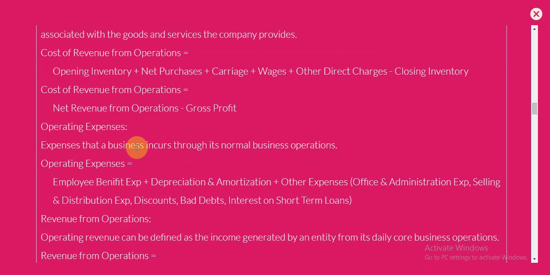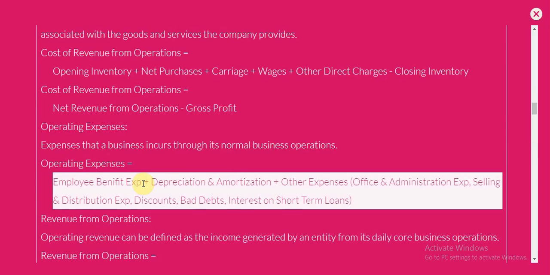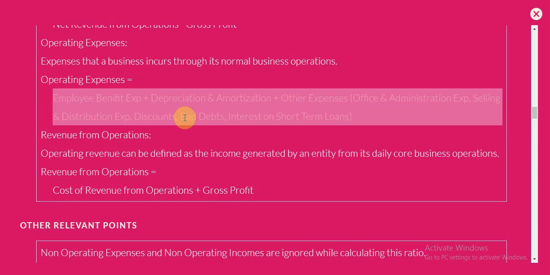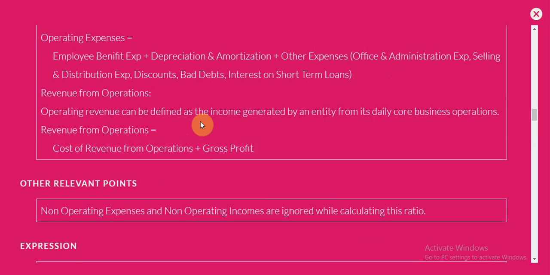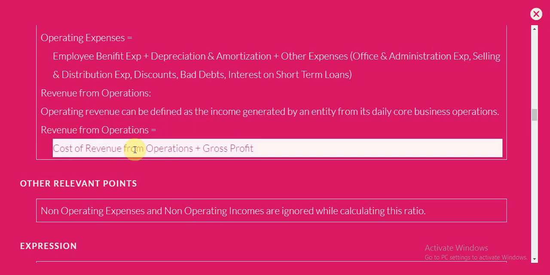Next, what is operating expense? Those are expenses that a business incurs through its normal business operations. So operating expenses could be employee benefit expenses, depreciation, amortization, other expenses. Other expenses meaning office and administration expenses, selling and distribution expenses, discounts, bad debts, and all of those will come under operating expenses. Next we have revenue from operations. This also we know from the GP ratio itself. Anyways, we will just see the formula. Revenue from operations is equal to cost of revenue from operations plus gross profit.